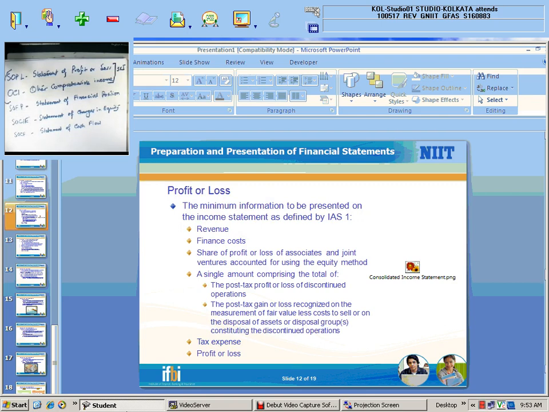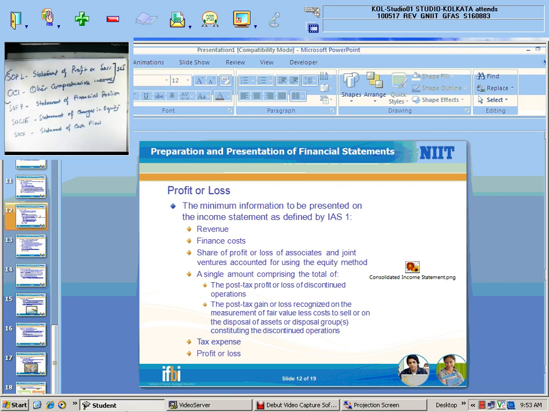The minimum information that should be presented on the income statement as defined by IS1 is revenue, finance cost, share of profit or loss of associates and joint ventures accounted for using the equity method, which we will discuss afterwards under lesson 3.